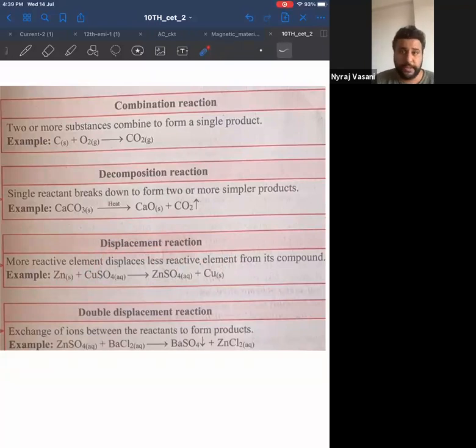So remember, there are two types of displacement. One is single displacement, what we have done right now. And there is one more, which is double displacement reaction, where this happens twice. That is the next one. But now make a note of displacement reaction. So I got to write down: more reactive element displaces the less reactive element from its compound.